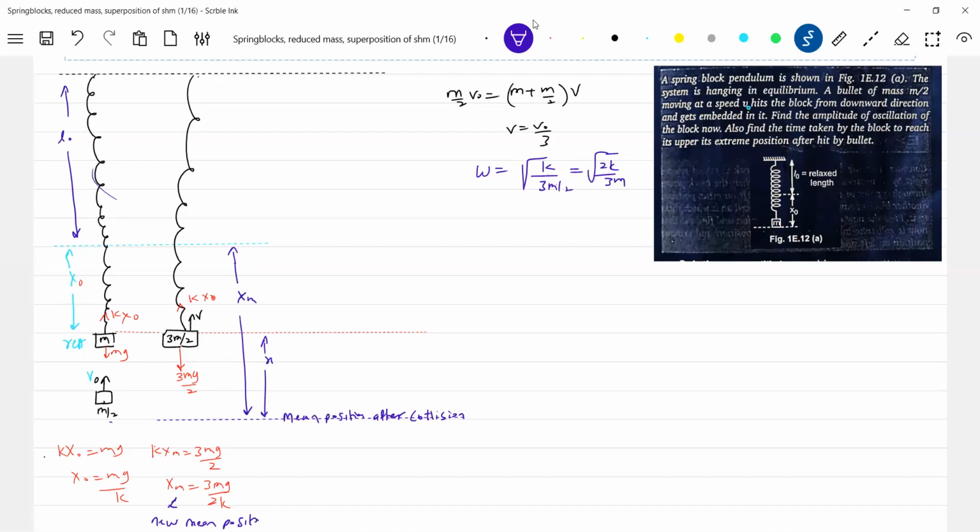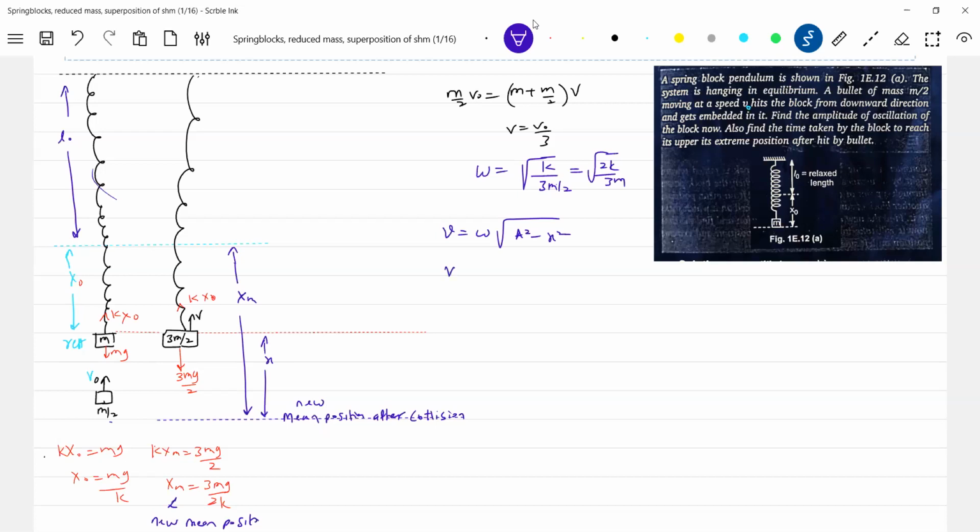Is there any equation relating speed, position, amplitude, all the quantities? Yes, we have a formula. V is equal to omega root of A square minus x square. All the things I should measure from the mean position, the new mean position of course.